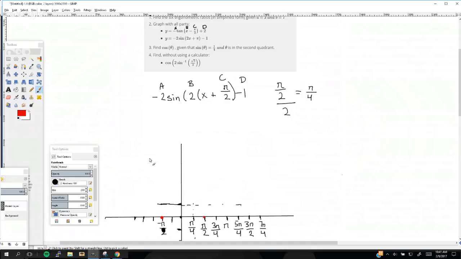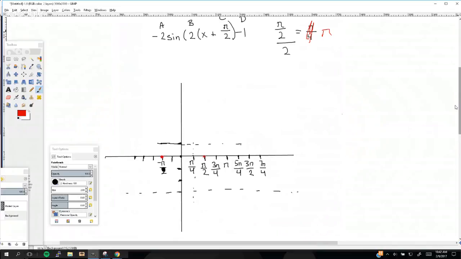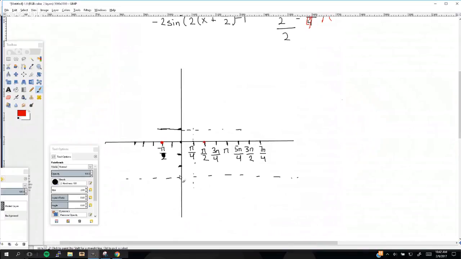Oh, you know what it is? The period isn't pi over 4. I was wrong about the period. It's 2 pi over b. So that'd be 2 pi? Yeah, it's 2 pi over b. That means that the period is just pi. Well, that made a difference. Yeah, it did.